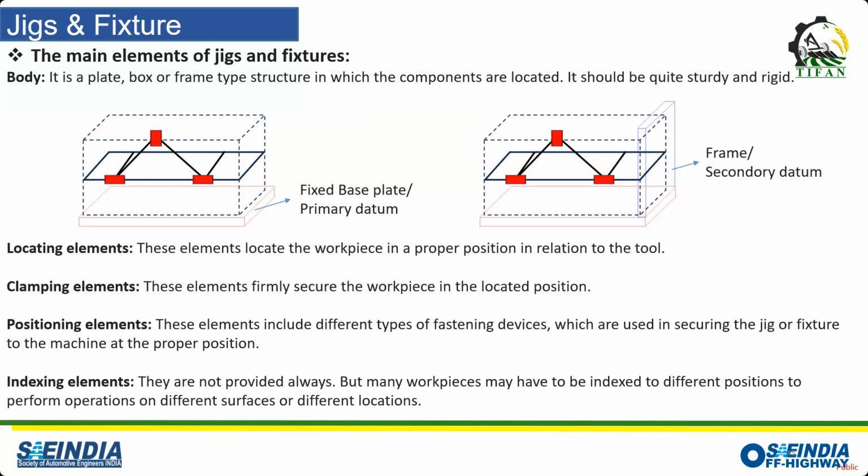So dowel pins help in relocating when we move that part from one location to another and bring it back again to the assembly bed or the final assembly location. So we can use those as locating elements. We can use additional clamping elements as and when required in order to ensure that our workpieces or parts are firmly secured in our located positions.